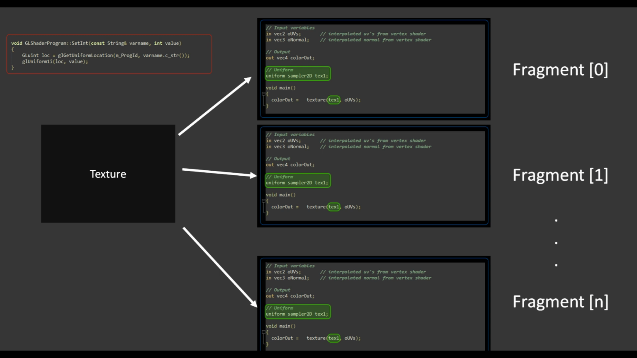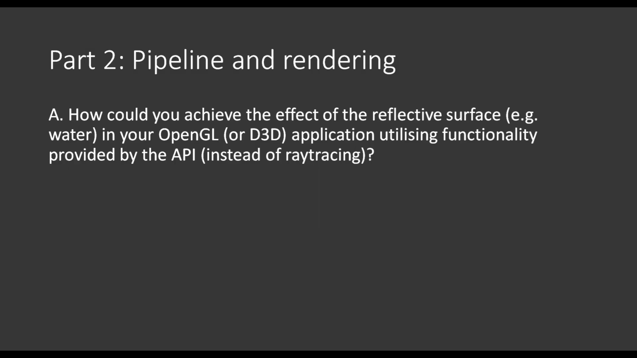This wraps up the first part of the assignment, warm-up questions. Part 2. Pipeline and rendering. Question A. How could you achieve the effect of a reflective surface, for example water, in your OpenGL or D3D application, utilizing functionality provided by the API, instead of ray tracing?